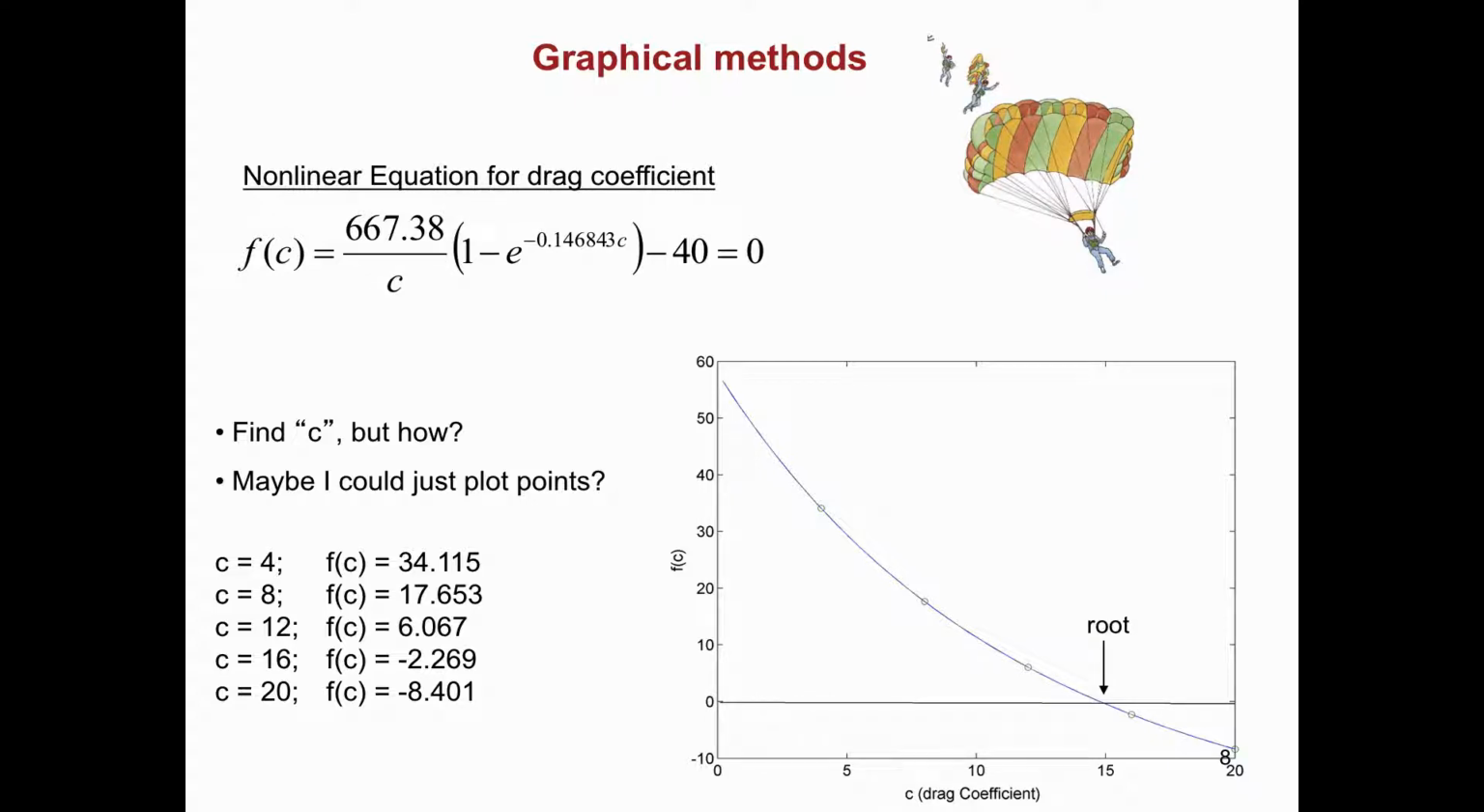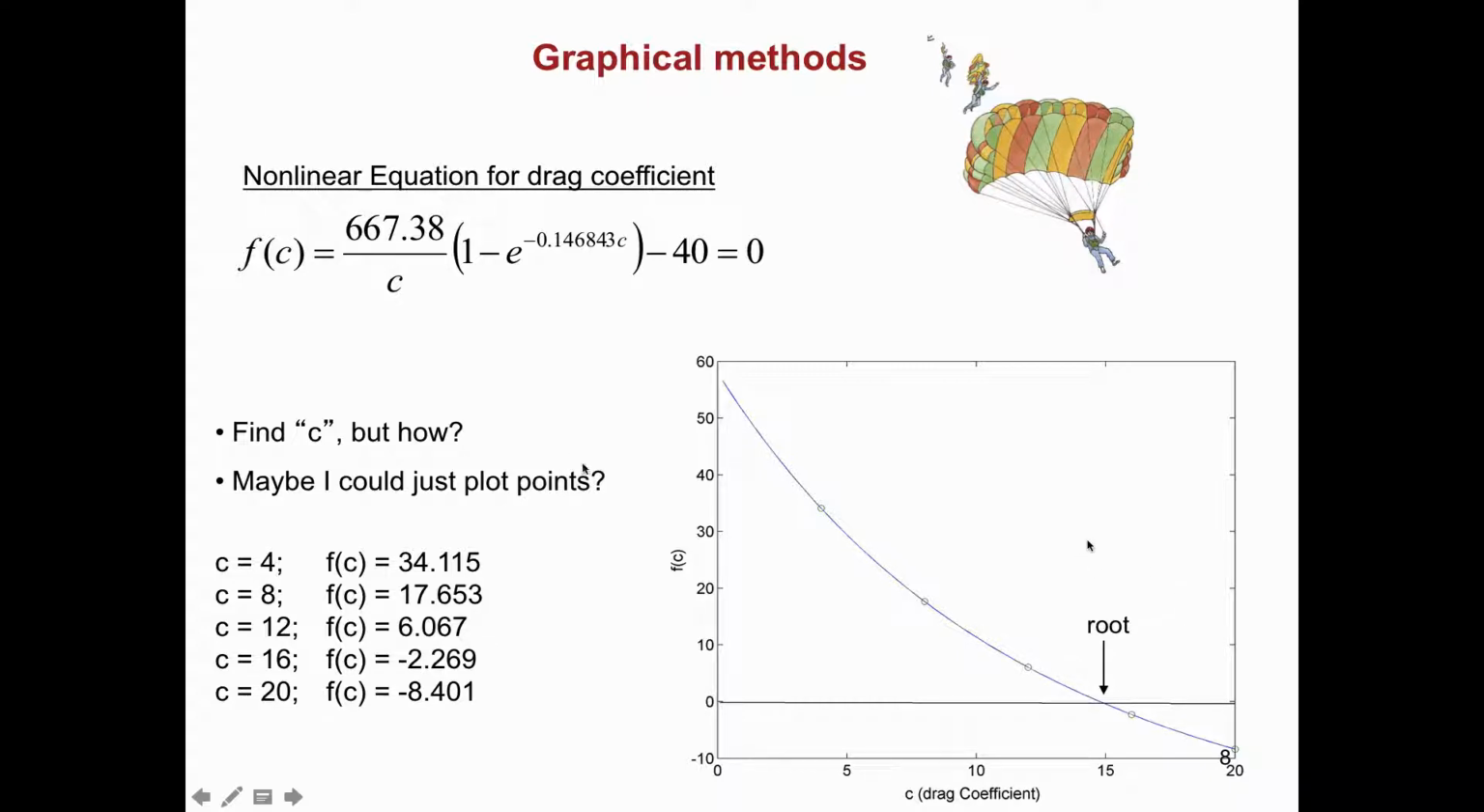So how do I zoom in on that number? I could again just keep plugging values. If I look at the values of this function for c equal to 4, 8, 12, 16, and 20, I will get something positive around 34, then it goes down to 17 or so, then around 8, then 12, which is around 6. Then at 16, I'm going to fall negative. It's right here, actually.